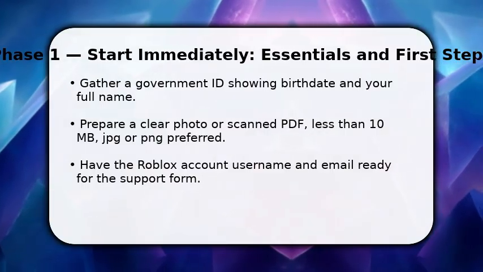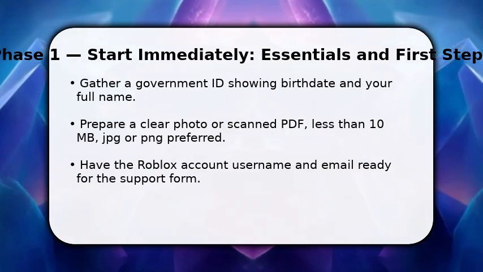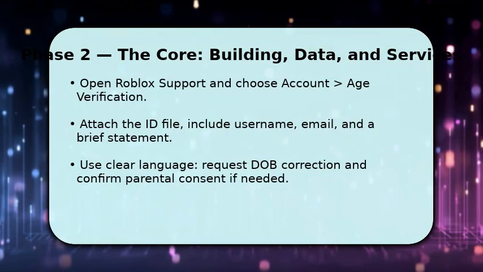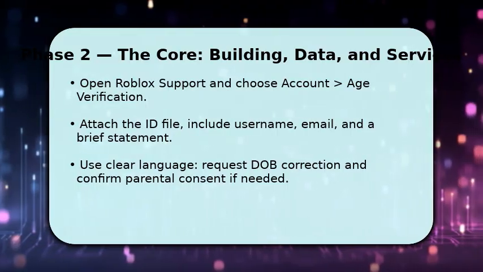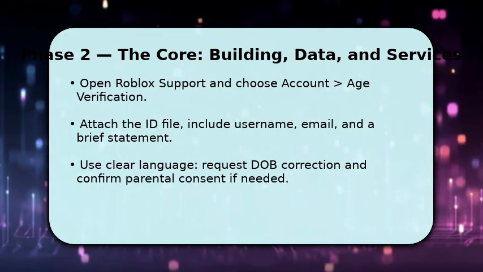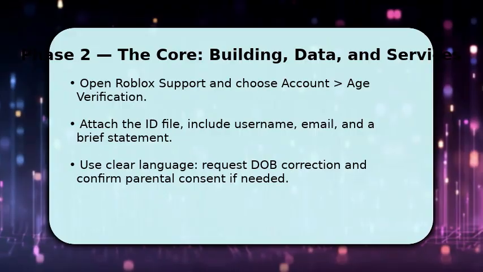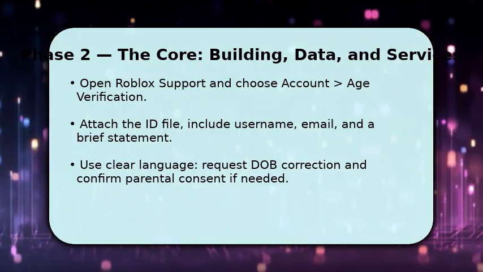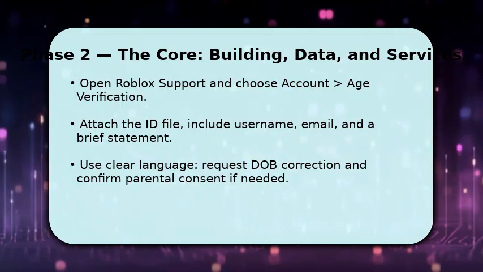Next, go to Roblox support and pick the account or age verification path. Be precise. Attach your prepared ID file, enter the account email and username, and write a concise explanation requesting a date of birth correction. If you are a minor with a parent involved, state that a guardian approves the change. Once submitted, you'll get a ticket number. Save it. Expect a reply within several days to a couple of weeks, and check your email spam folder frequently.